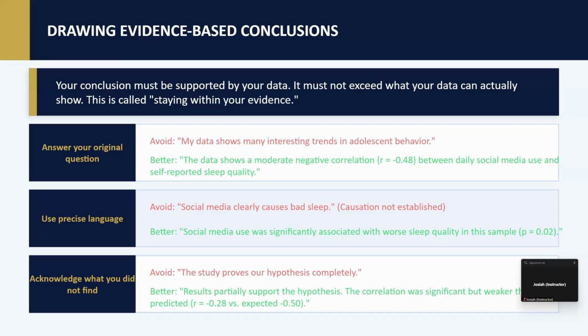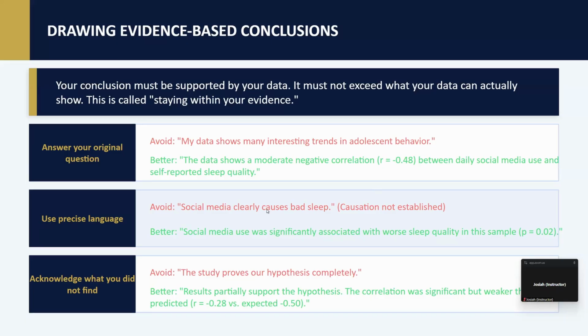The second thing is that when you're describing, you have to use precise language. For example, social media is significantly associated with worse sleep quality. You just don't say social media clearly causes bad sleep. You have to take it one step further, because that's really shallow and doesn't show causation. That's why you have to acknowledge what you did not find.